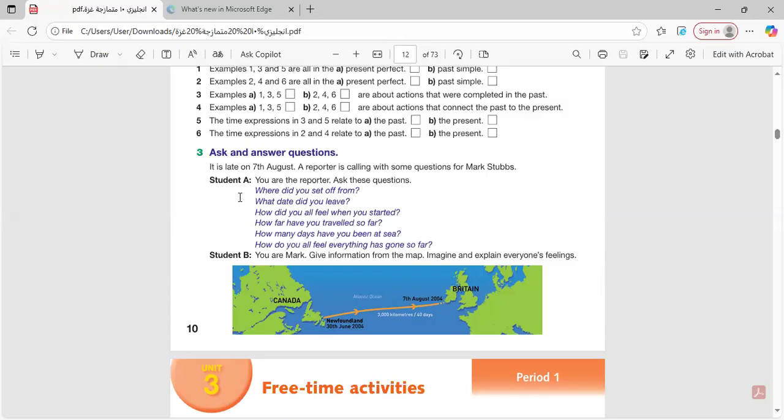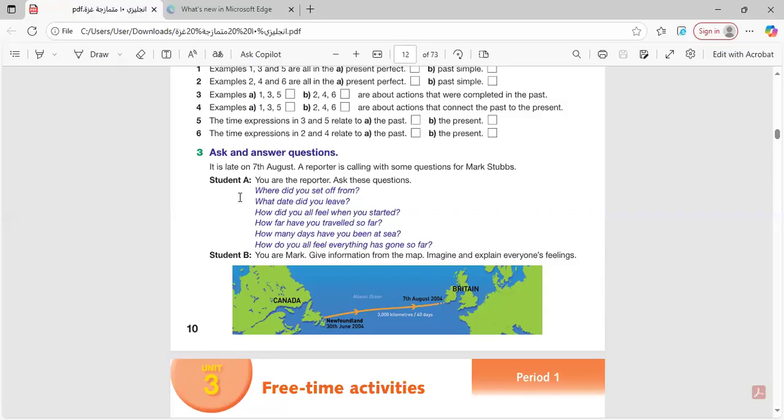Okay. How far have you traveled so far? You see, let's see, how far. How far it's asking about the kilometers. It's 3,000 kilometers, right? How many days have you been at sea? 40 days, you see, 40 days. Good job, guys.